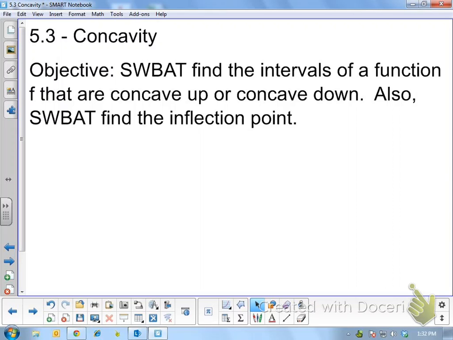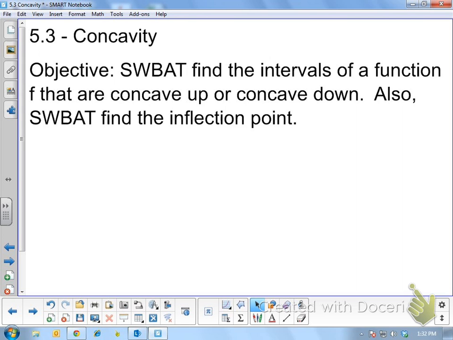Okay, so today we're going to talk about concavity. Our goal is to find the intervals of a function, f, that are concave up or concave down. So it's similar to finding the intervals where a function is decreasing or increasing. Also, students will be able to find an inflection point.